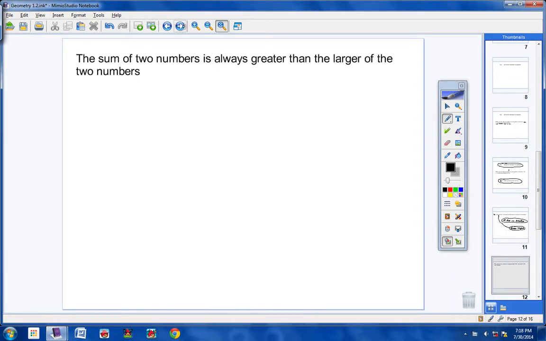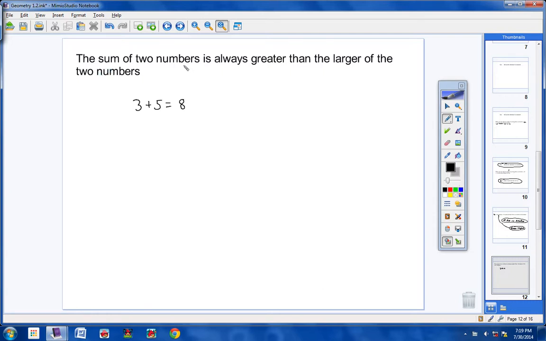Let's continue on and try to find some counterexamples. I would like you to write this problem in your notes. The sum of two numbers is always greater than the larger of the two numbers. Now that sounds pretty good. Here we go. You ready? 3 plus 5 equals what? Write this down, please. 3 plus 5 equals 8. And 8 is greater than your larger number over here. That's what this statement is saying.